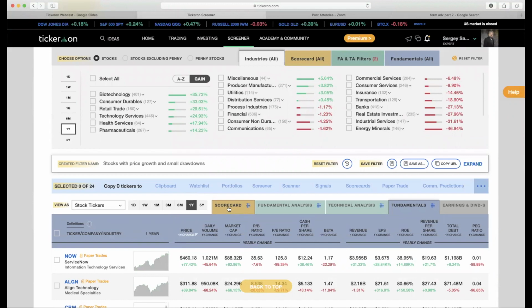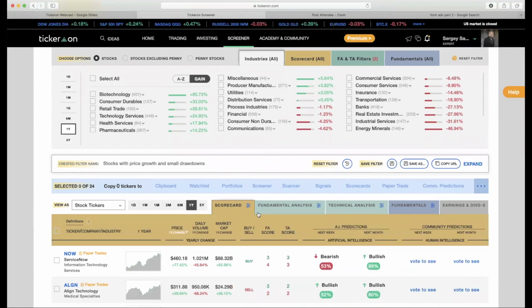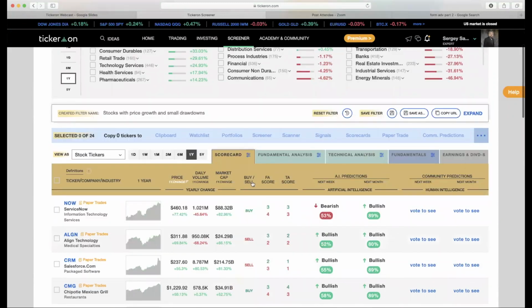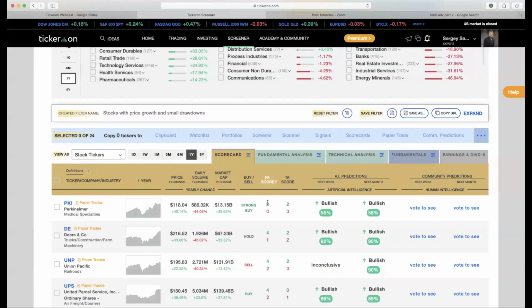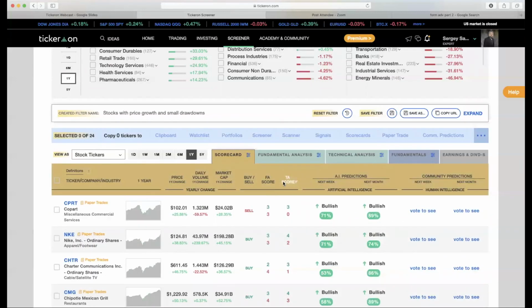So what you can do, and what I like to do, is I like to use the scorecard, because there's this little feature, right? There's 3 of them, actually. This is the buy-sell feature, the FA score, which is fundamental analysis. I'm pretty sure I can minimize this. Okay, so the buy-sell feature, the FA score, which is fundamental analysis score, and the TA score, which is technical analysis score. And pretty much you could sort by this, which will have the strongest by fundamental analysis. You could sort by this, which has the strongest by technical analysis.